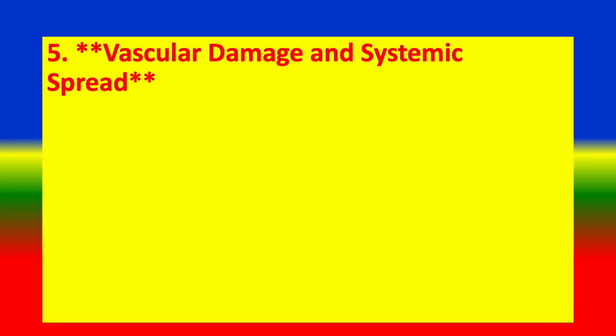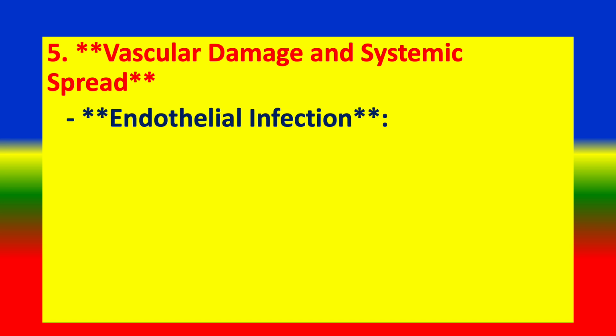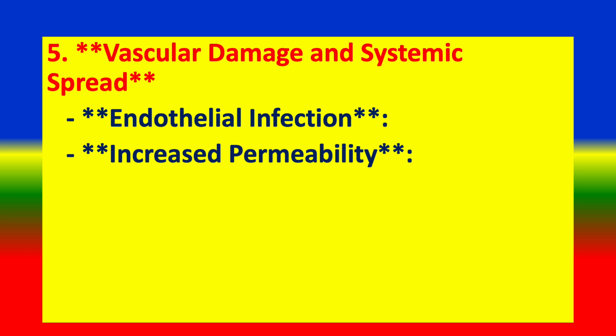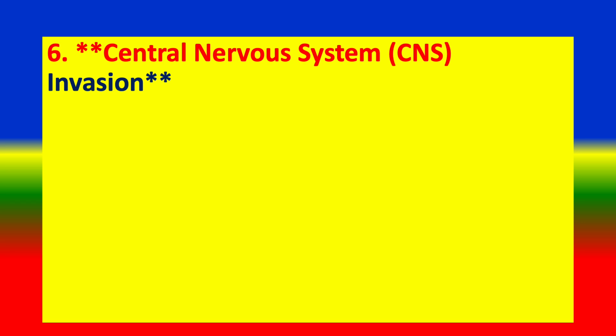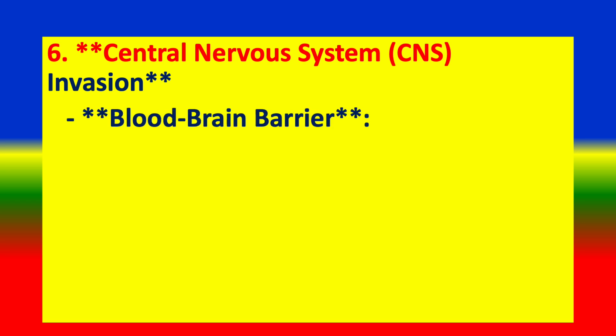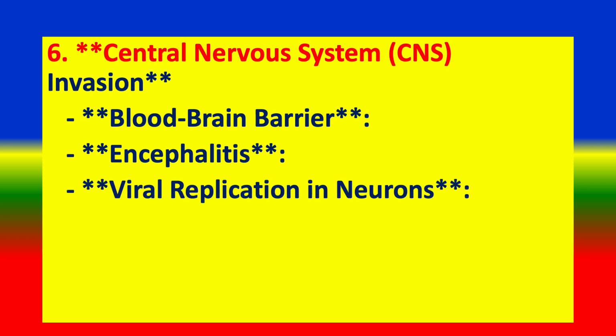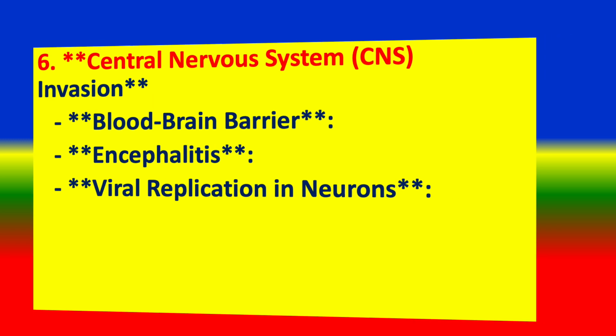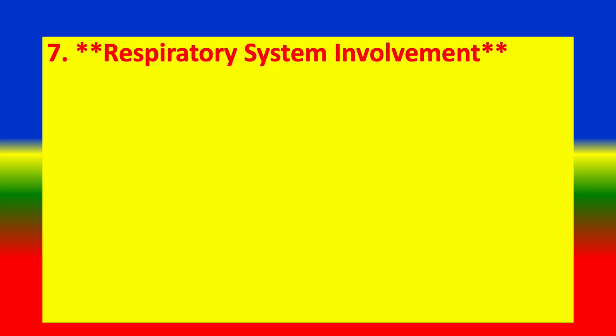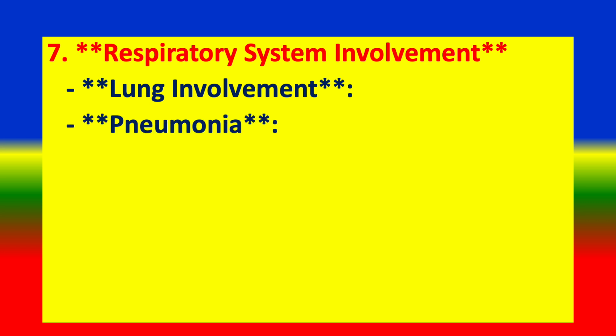5. Vascular damage and systemic spread: endothelial infection, increased permeability, dissemination. 6. Central nervous system invasion: blood-brain barrier, encephalitis, viral replication in neurons. 7. Respiratory system involvement: lung involvement, pneumonia.